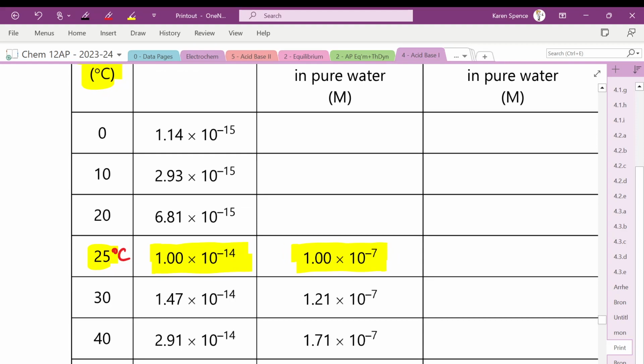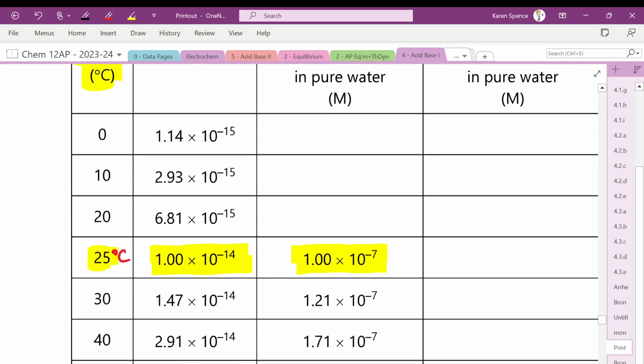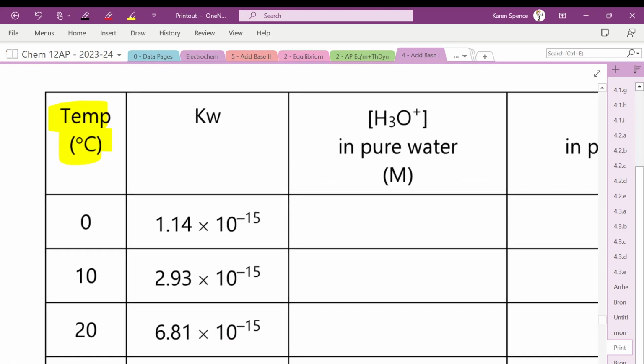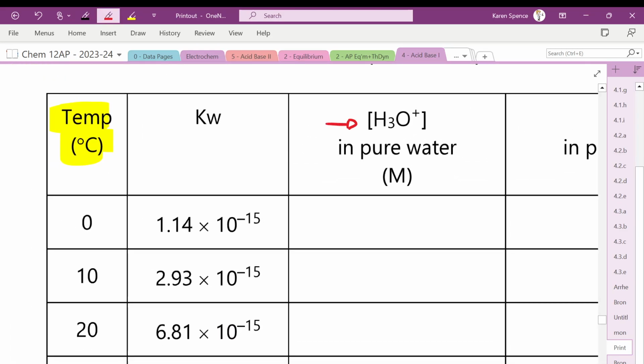And I've done a bunch of the calculations because otherwise you're going to have to do too many calculations. It will become very tedious. But what I would like you to do is see, can you calculate the concentration of hydronium in pure water at 0 degrees Celsius, 10 degrees Celsius, and 20 degrees Celsius using the fact that you have the Kw at each of those temperatures? I'd like you to try it.